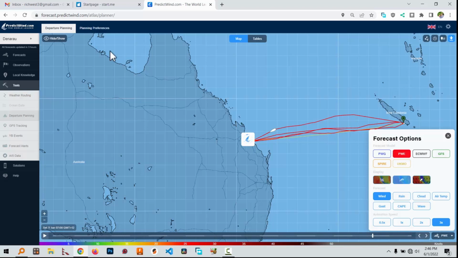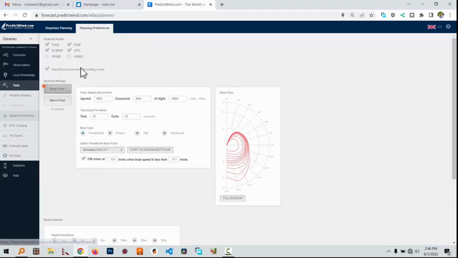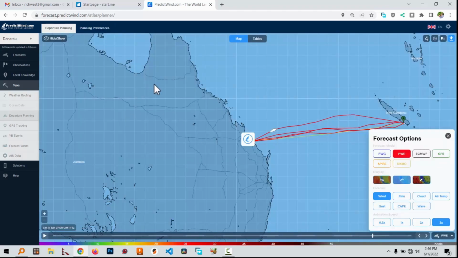There's one other thing I wanted to point out here. In planning preferences, you can pick which models are used for your departure planning. I have PWG, PWE, ECMWF, and GFS. Truthfully, I don't use Spire or UKMO very much, although maybe I should be, but I get a little overloaded with the amount of data. I like the term analysis paralysis, and that's what I feel like happens to me when I have too many watches to check the time on.